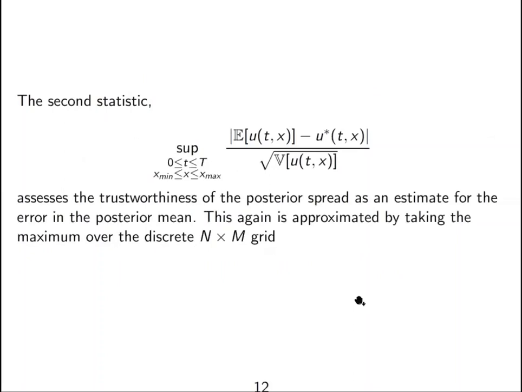We also use a second statistic, which assesses the posterior spread. This is the maximum Z score, where at the top you have the absolute error between the mean and the true solution again, but at the bottom you have the square root of the variance at each point. And again, this is estimated by simply taking a maximum over the n times m grid.